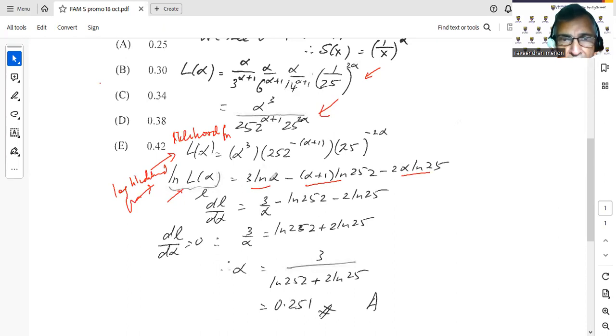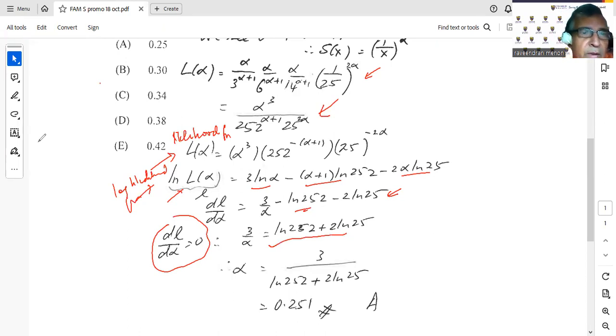You can see it from here. 3 over alpha, because there's alpha cubed here, and log 252. We are taking the derivative with respect to alpha, so it's just minus log of 252. And then we've got minus 2 alpha log 25, so when you take the derivative, it'll just be minus 2 log 25. Then we're going to set your derivative to 0. You'll get an equation here, solving for alpha, we will get the final answer.